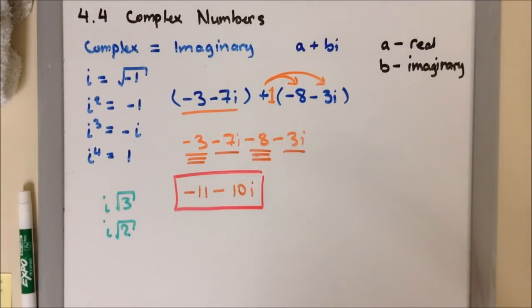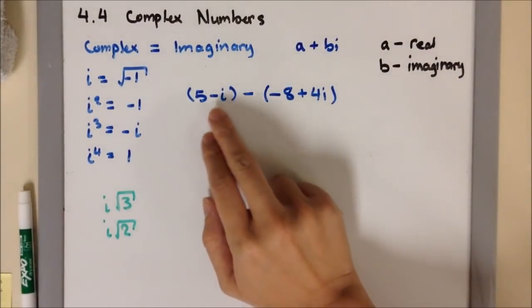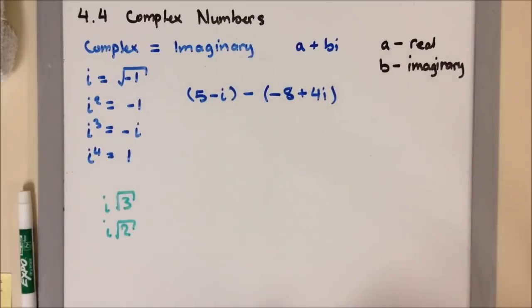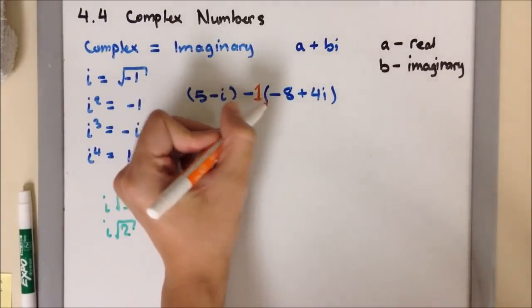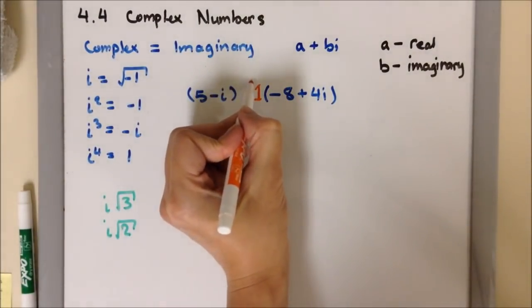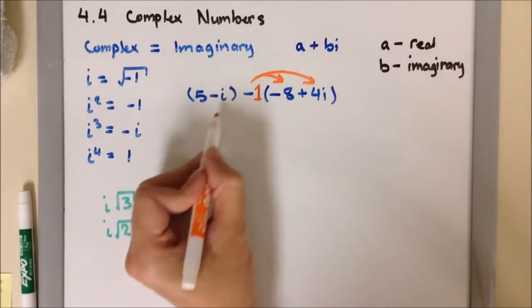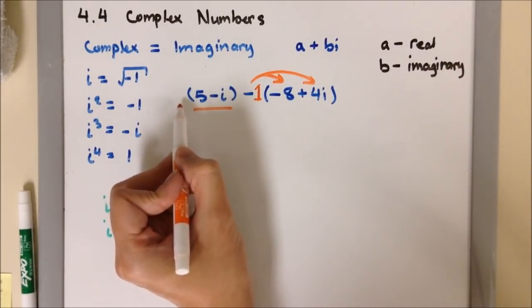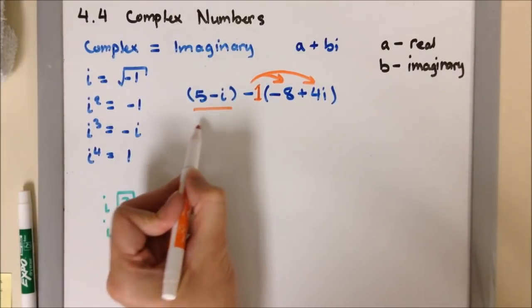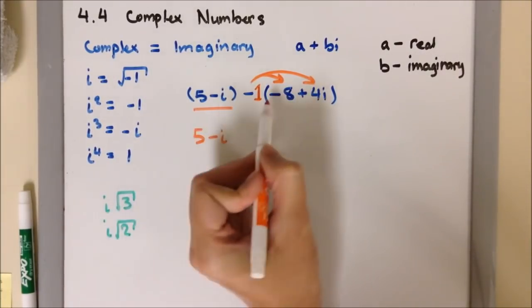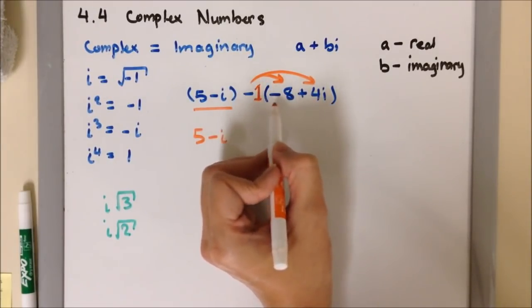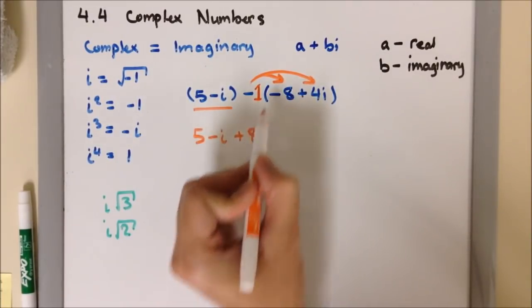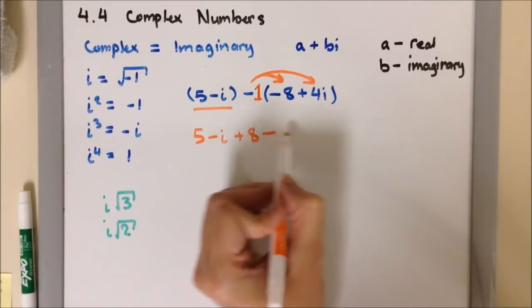Next we're going to do subtracting complex numbers. In this example, we have 5 minus i and then minus negative 8 plus 4i. So, I'm putting my invisible 1, whereas the minus is in front of this parenthesis. So I'm going to distribute my negative 1 to the second set of parentheses. Over here, there's nothing in front of this parenthesis, so that means that what's inside will stay the same. So 5 minus i. Now, I'm going to distribute my negative 1 to negative 8. So negative 1 times negative 8, that would be positive 8. Negative 1 times positive 4i would be minus 4i.